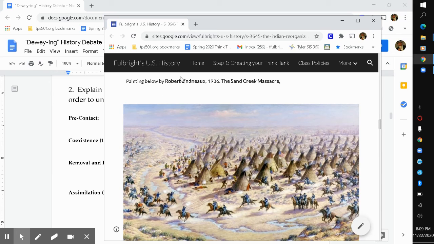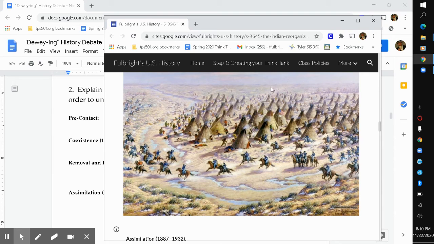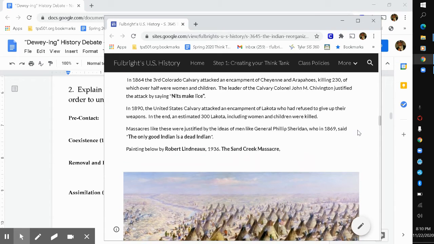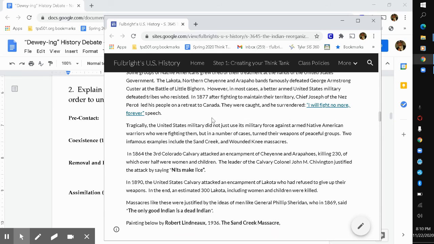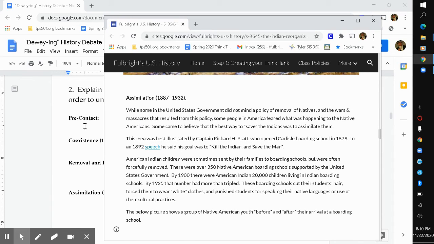This is a painting, from 1936, of the Sand Creek Massacre: U.S. forces surrounding a Native American encampment, opening fire on them. So clearly, this was a bloody and tragic time period and policy advanced by the United States government. Native Americans, who had a right to their land through treaty, were forcefully removed from that land. And when removal did not go as desired by the federal government, violence was often used. Which brings us to our next phase: assimilation.